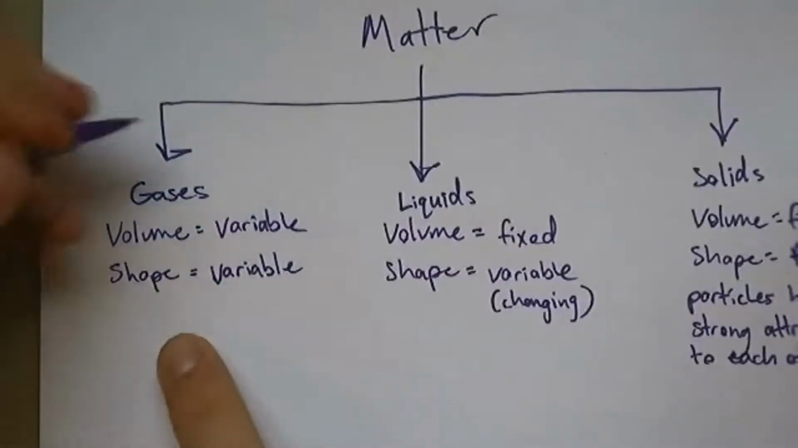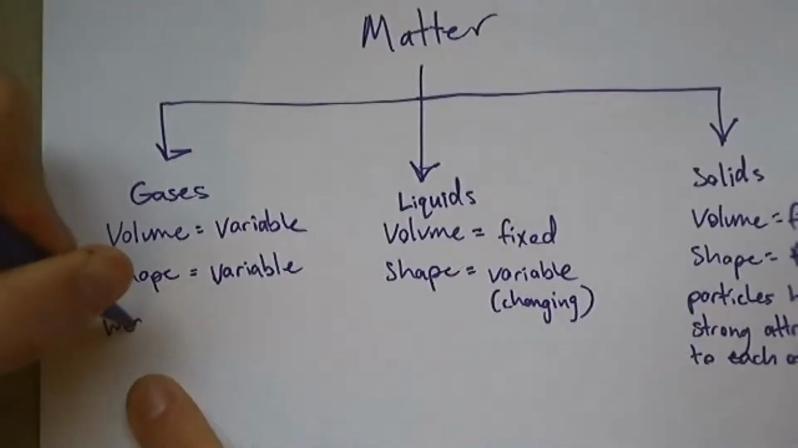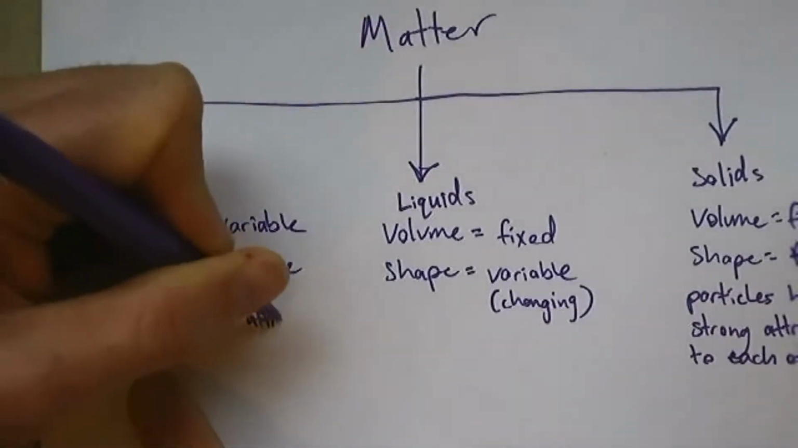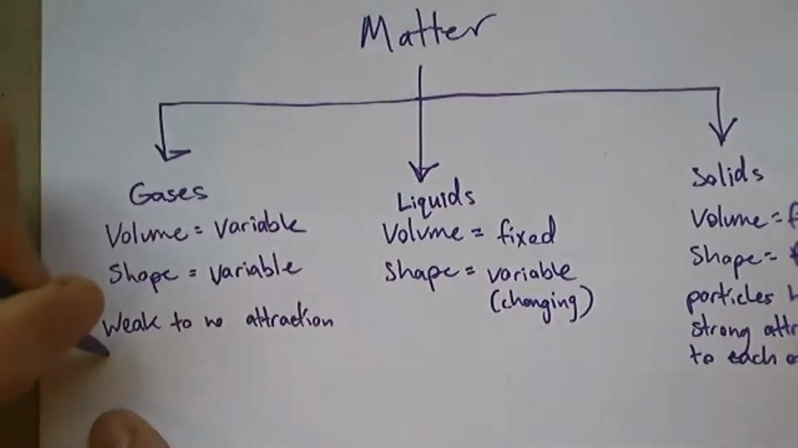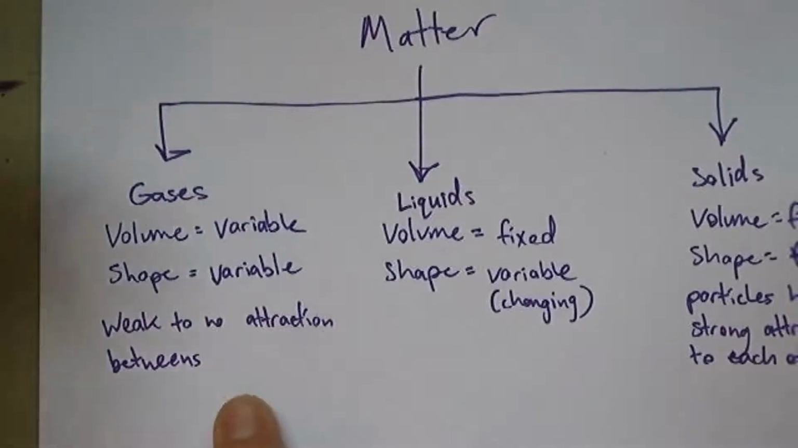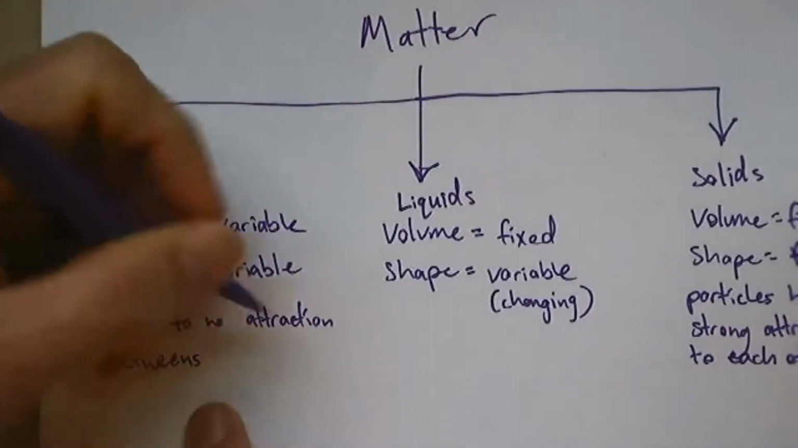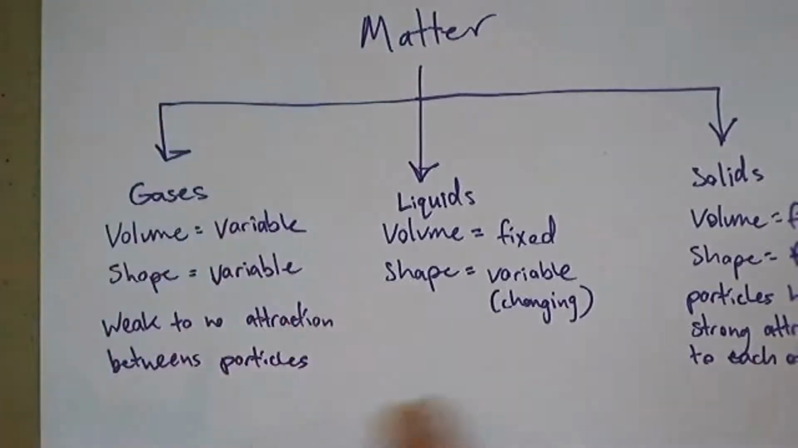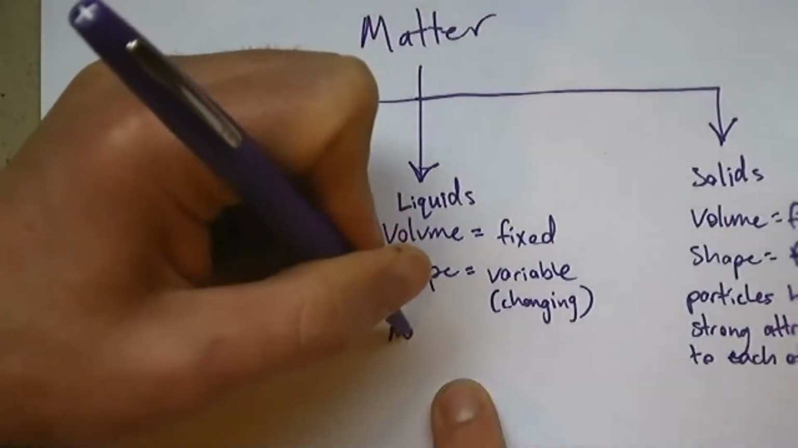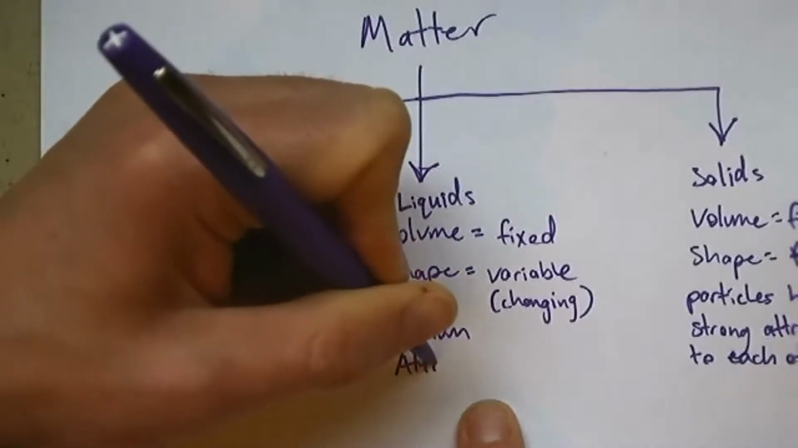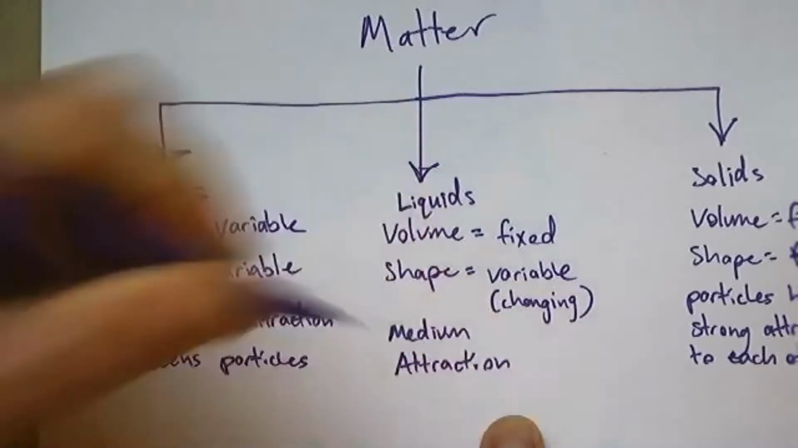And in gases, there is weak to no attraction between particles. And I'm using the word particles because it could be atoms, it could be molecules. Okay. So for liquids, you could say like medium attraction. And I could write more about it, but that's enough. You get the idea. Medium attraction.